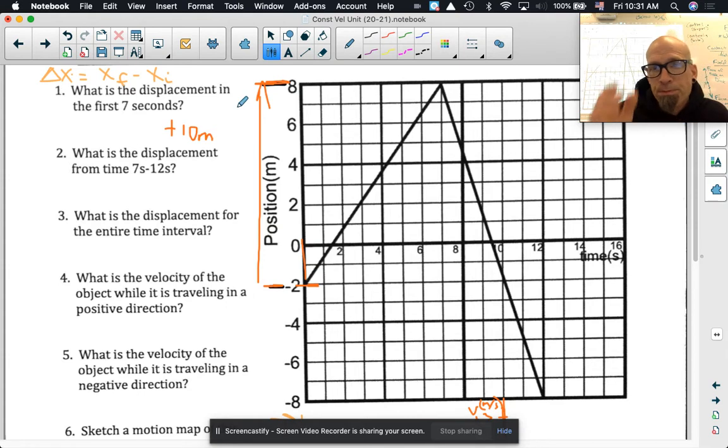Notice, I did not just put 10. Like 10 would not be right. If you put 10, I might give you a half a point, because it's more than just 10. It's positive 10 meters. There has to be a unit of measure. And look what it says. Position is measured in what? Meters. So you need a direction.